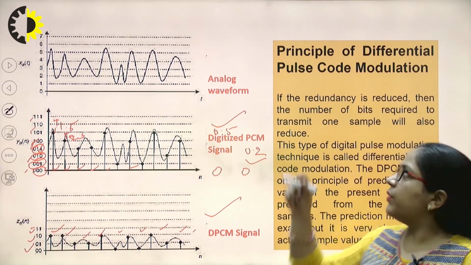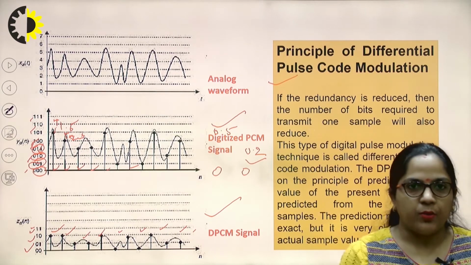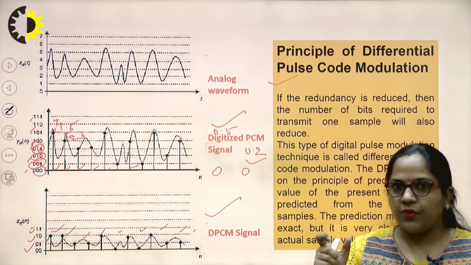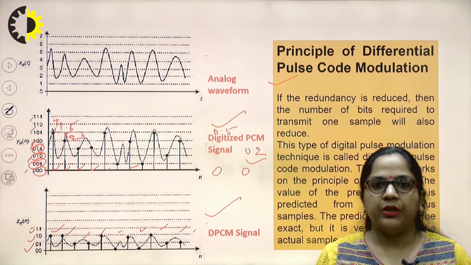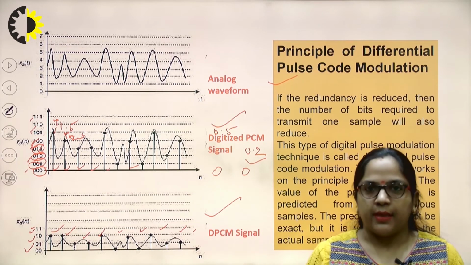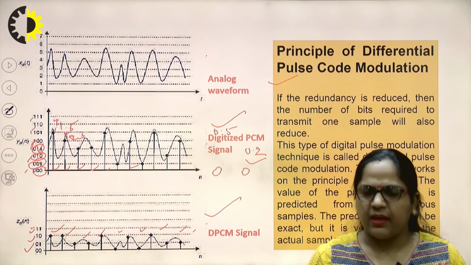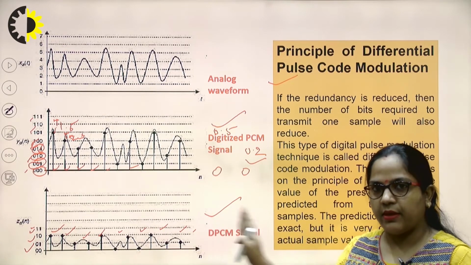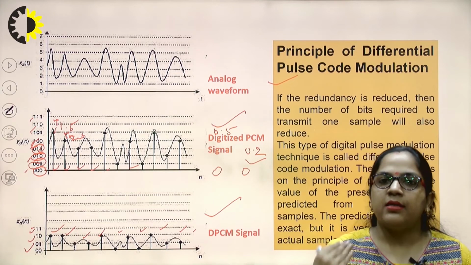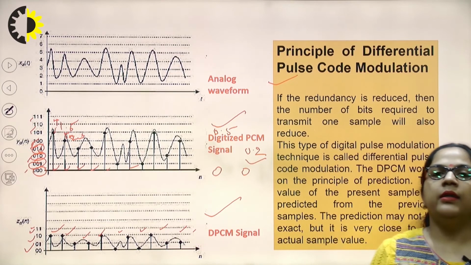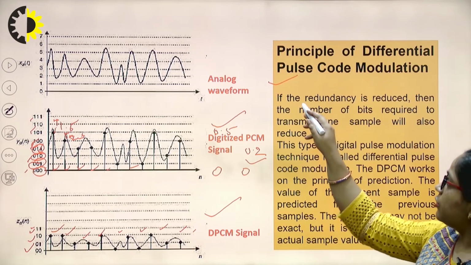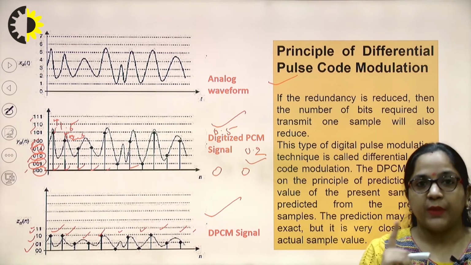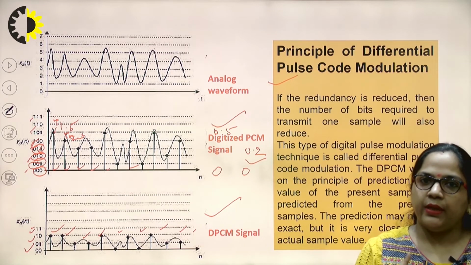So what is the principle of differential pulse code modulation? Redundancy is the similar amount of information carried by adjacent samples. If the adjacent samples are carrying the same information, that is called redundancy. So if the redundancy is reduced, then the number of bits required to transmit one sample will also be reduced.